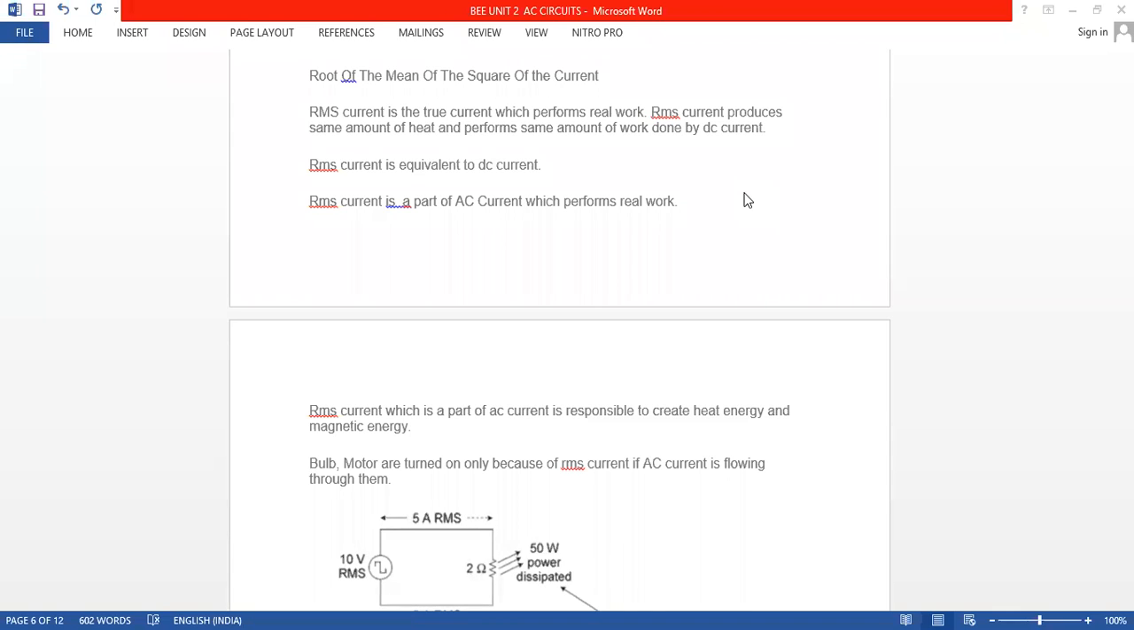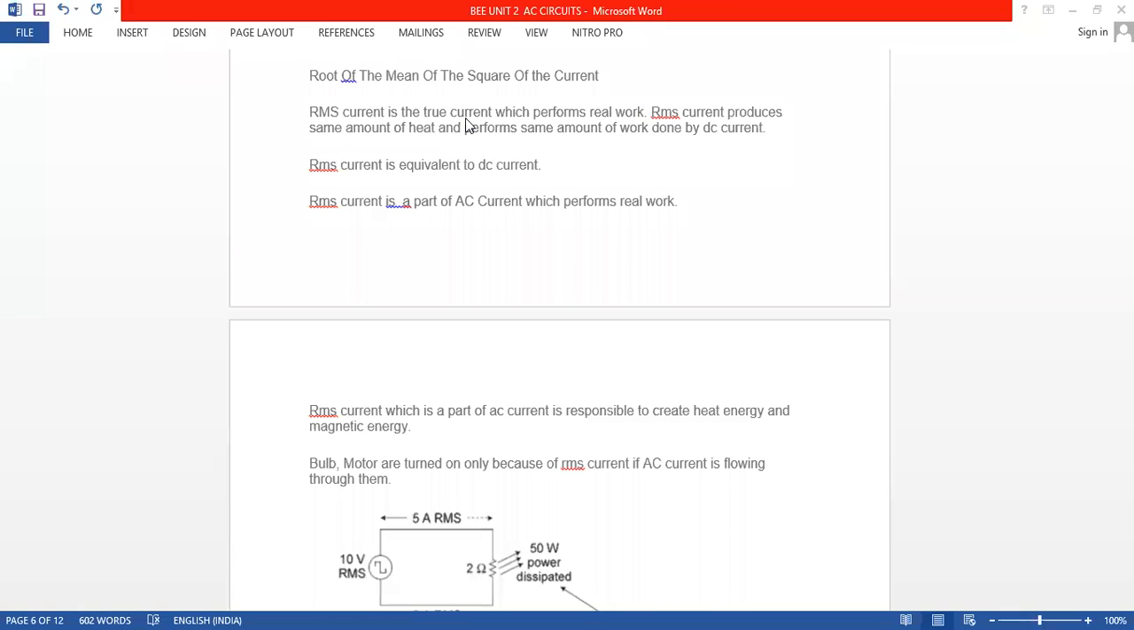Yeah. Okay, sir. Right. So this definition is very important, slowly we'll take. RMS current, RMS full form is what? Root of the mean, mean means average, of the square of the current. So this full form we are writing only for the mathematical equation. But what is this RMS current? RMS current, another name is what? Anyone read out here? RMS current is the true current, or real current.